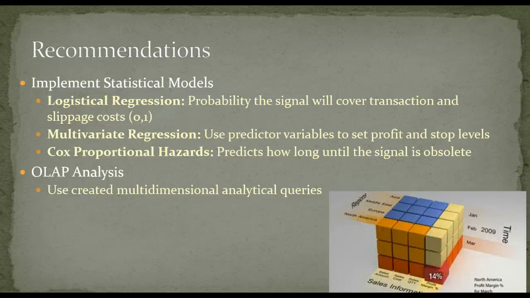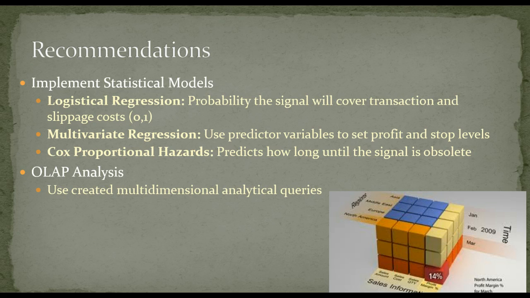So examples of recommendations. For my model here, I would say we need to implement statistical methods. We need to calculate a logistic regression model, which will calculate the probability that the signal will cover the transaction and slippage costs. And it'll provide us with a 0 or 1. And only if it's a 1 do we enter the market. This will eliminate the bad trades.